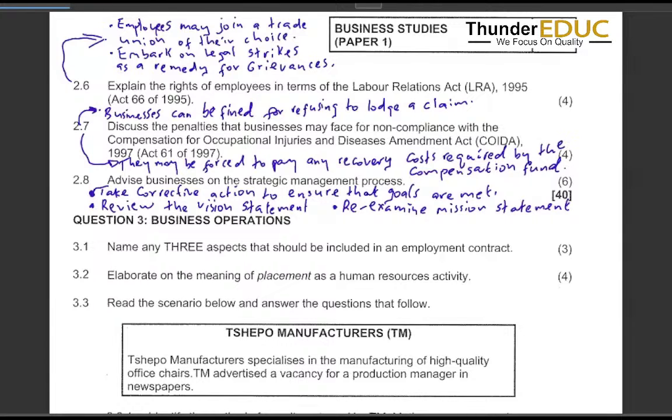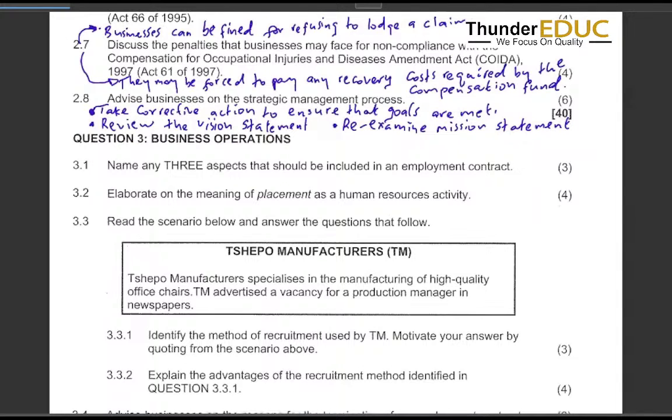Okay, right. So now let's move on to question 3. So now question 3 reads as follows. It says that business operations. So now let's check 3.1. So 3.1 says name any 3 aspects that should be included in an employment contract. So now the 3 aspects that should be included in an employment contract are job title, then probation period, personal details of the employees, and also the likes.